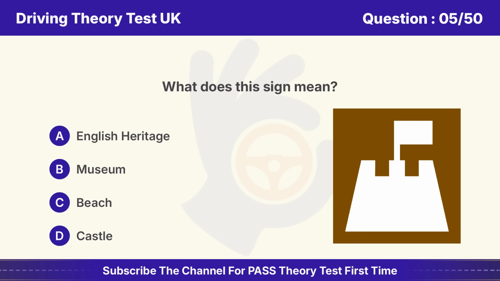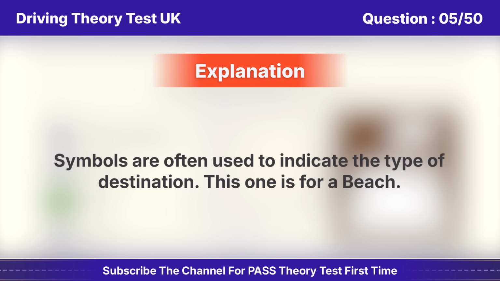Question 5. What does this sign mean? Option A. English heritage. B. Museum. C. Beach. D. Castle. Answer is C. Beach. Symbols are often used to indicate the type of destination. This one is for a beach.